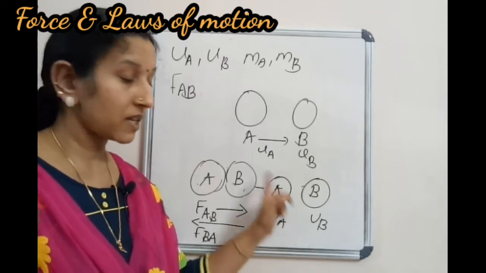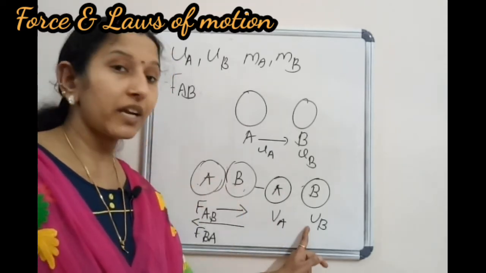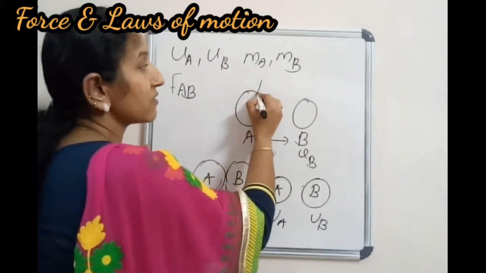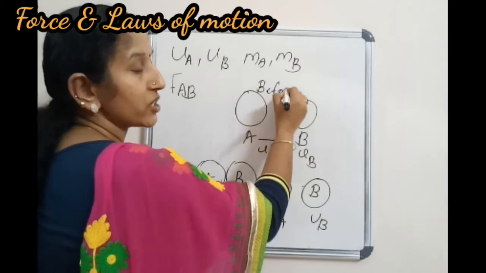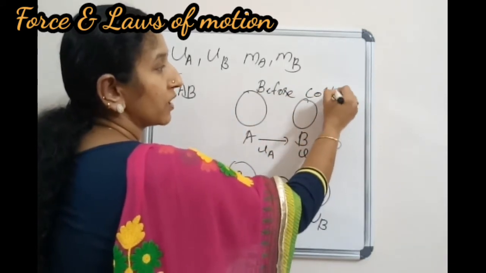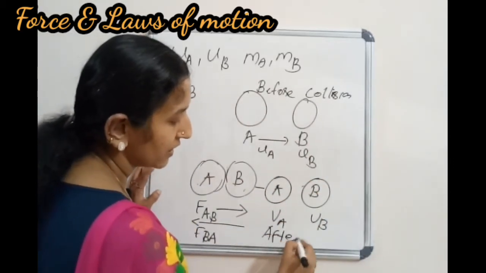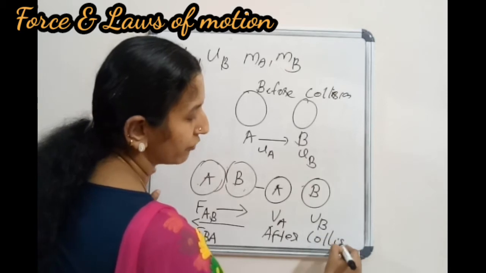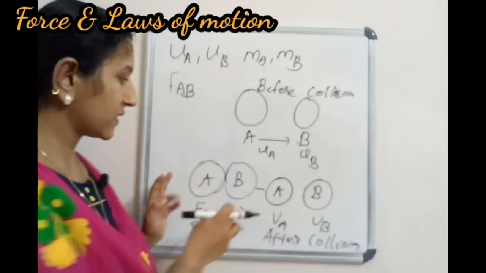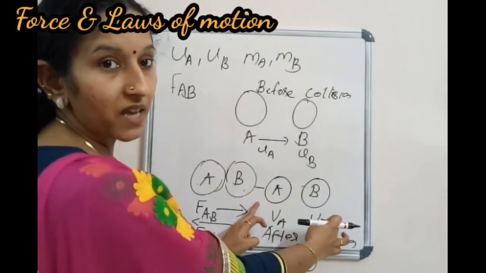They have the same masses, and after the collision the velocities change to VA and VB. This part is before collision and this part is after collision. Collision means joining, they come in contact.